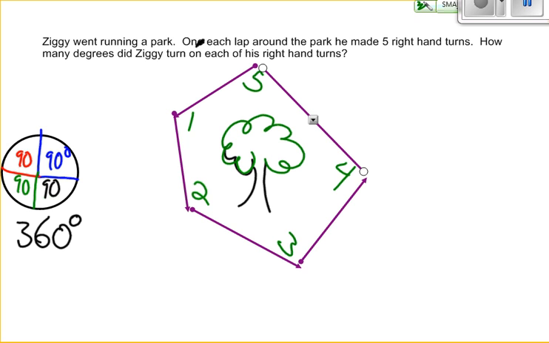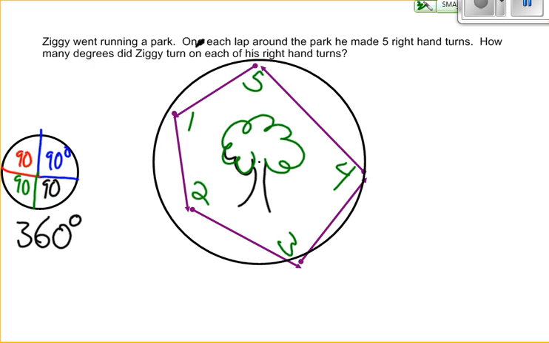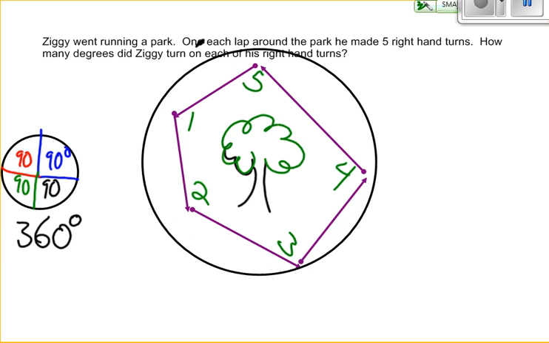And in the end, you see we've made a shape. A pentagon, 5-sided shape. But really, we have an overall shape that we see here, because in the end, to go around this park, Ziggy would have to go in a complete circle. And so we can use that information to help us figure out the number of degrees of each of these angles. Since we understand that a circle is 360 degrees around, and our pentagon, as we complete this lap, really is going in a circle around this park. It's a circle with a bunch of corners, 5 corners.